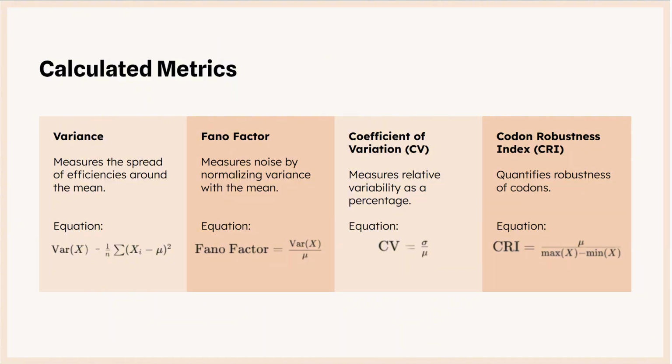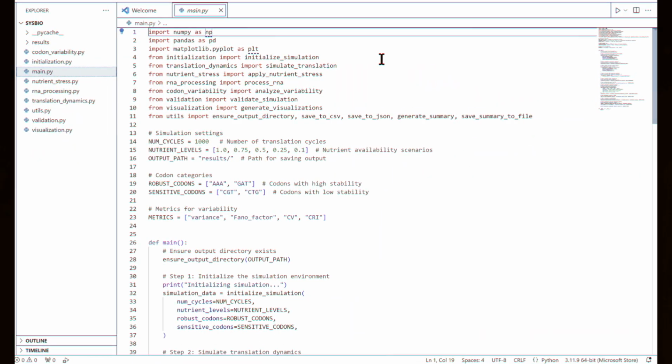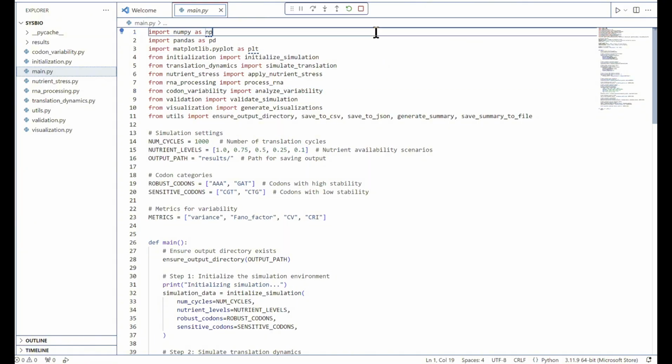Variance is used to measure the spread of efficiencies around the mean. The Fano factor measures noise by normalizing variance with the mean. The coefficient of variation, or CV, measures relative variability as a percentage. And the codon robustness index, CRI, measures the strength or the amount of stress that codons can take, especially if nutrients are scarce. The simulation runs successfully with both custom user data and sample data implemented directly into the code.